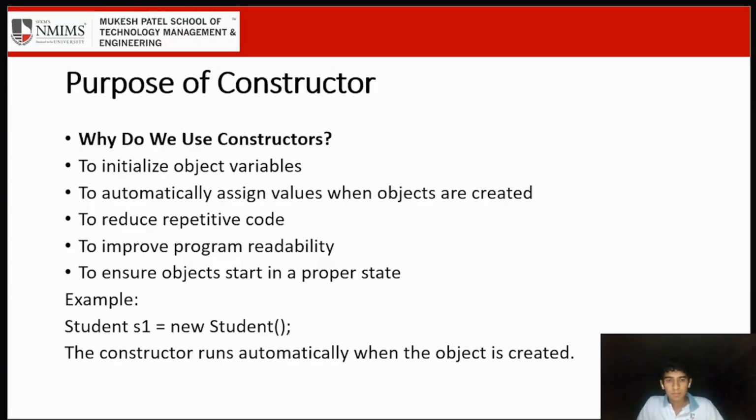For example, here Student s1 = new Student. This shows that an object s1 is created using new Student, and then the constructor runs automatically and initializes the object. This ensures that an object starts in a valid, stable and usable state.